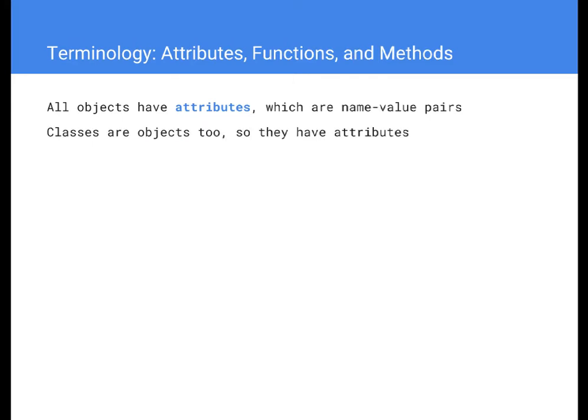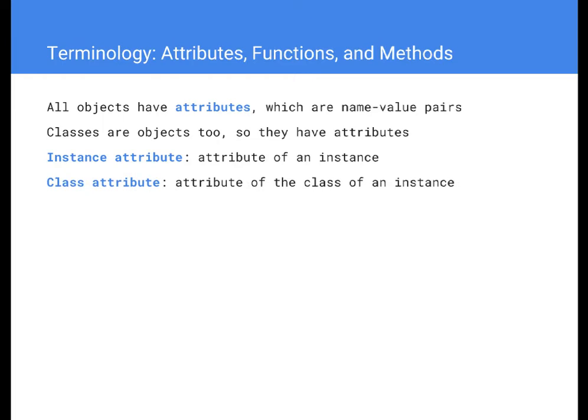And classes themselves are objects too. That's why when I first showed you that first diagram, I drew a class in a box, like the class of clowns, it was in a box, right? And that box itself is also an object. It's kind of mind-bending. Instance attributes are attributes of an instance, and class attributes are attributes of a class.